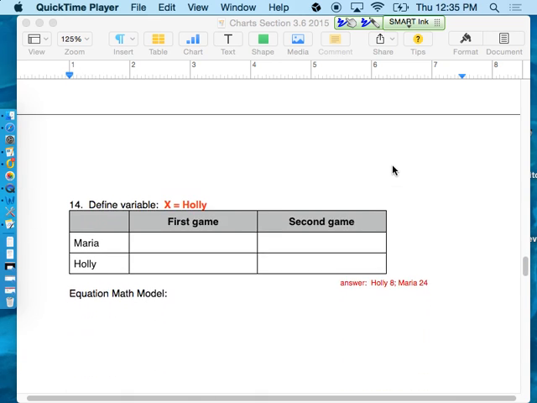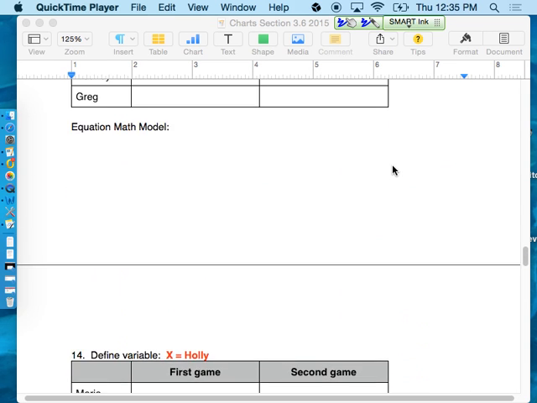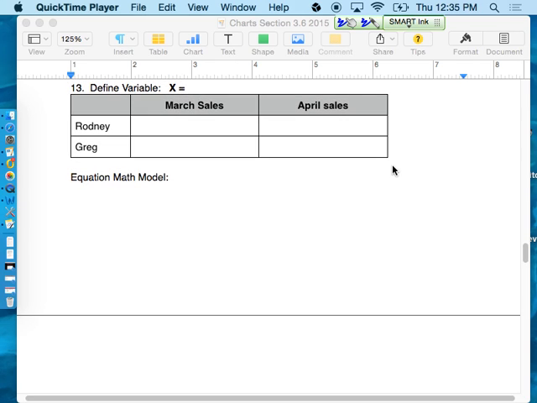Let's move down now and look at number 13 together. Number 13. And here I have two people that are selling cars. So I have data for the month of March and the month of April. And when I read the problem, in March, Rodney sold twice as many cars as Greg. So if I let Greg represent my variable, he's x. Rodney sold twice as many in the month of March.